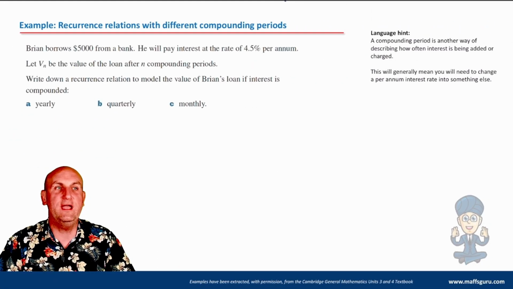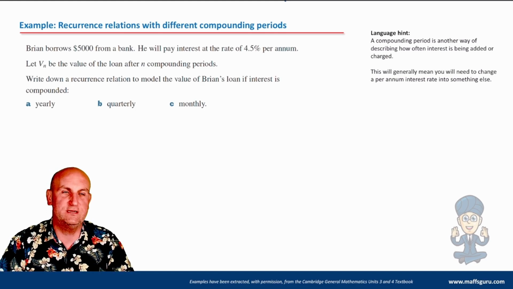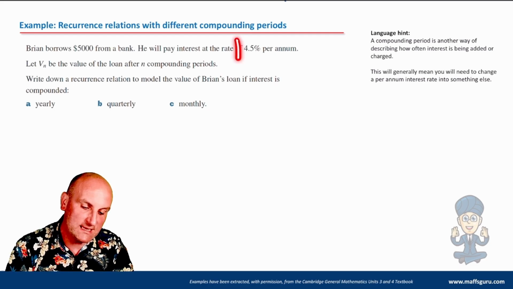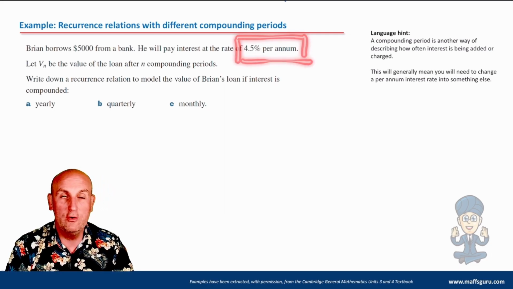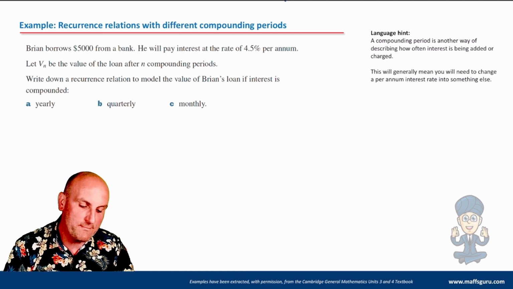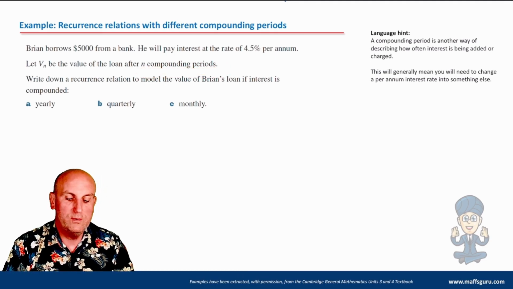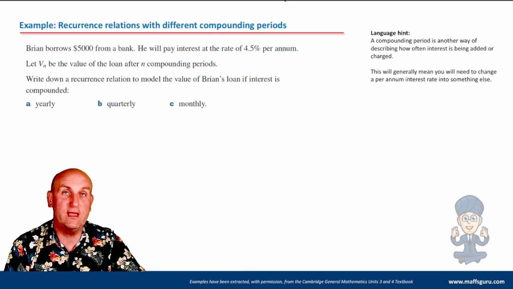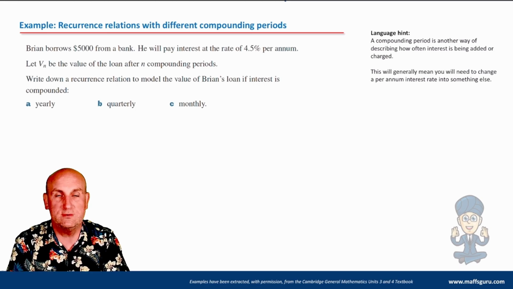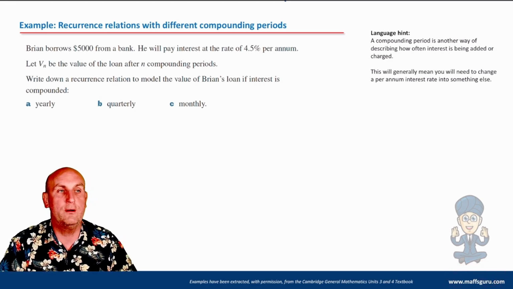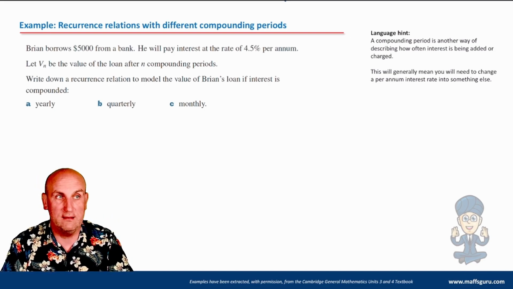Brian borrows $5,000 from a bank. He will pay interest at a rate of 4.5% per annum. And again, because that is a per annum rate, that is my nominal rate. Let V_n be the value of the loan after n compounding periods. Now, because we are dealing with multipliers here, we're going to get interest on the interest on the interest on the interest, right? Now, if you're not sure what's going on, stop the video, go back and watch previous ones. Again, they are on mathsguru.com. All the notes I'm doing behind me you can download.